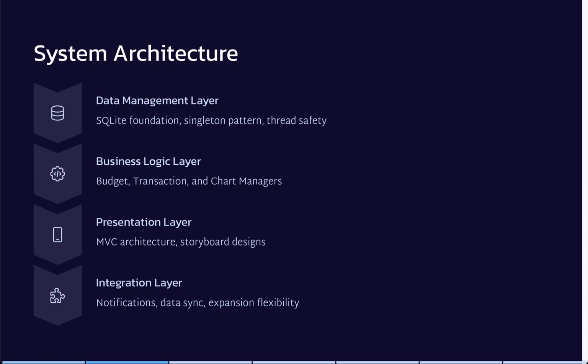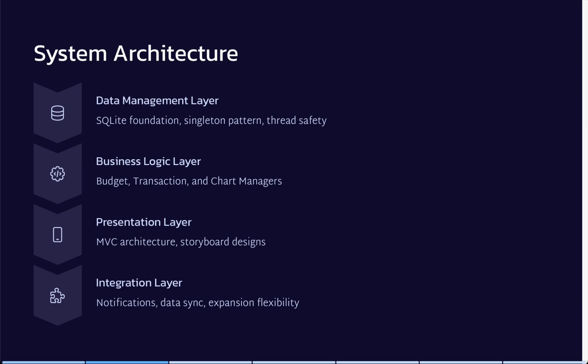Next, we have our business logic layer. This includes three main parts: the budget manager for handling budgets, the transaction manager for recording expenses and income, and the chart manager for generating the visual reports.